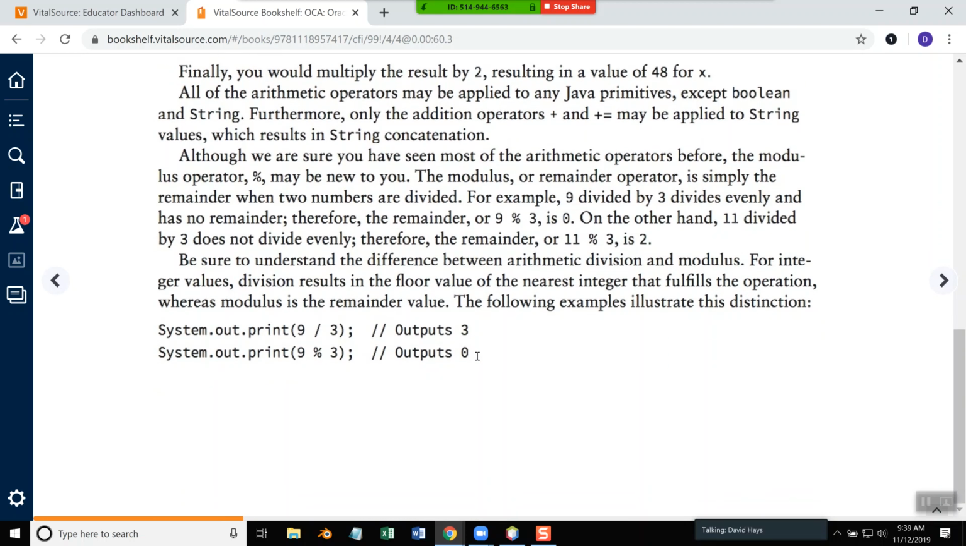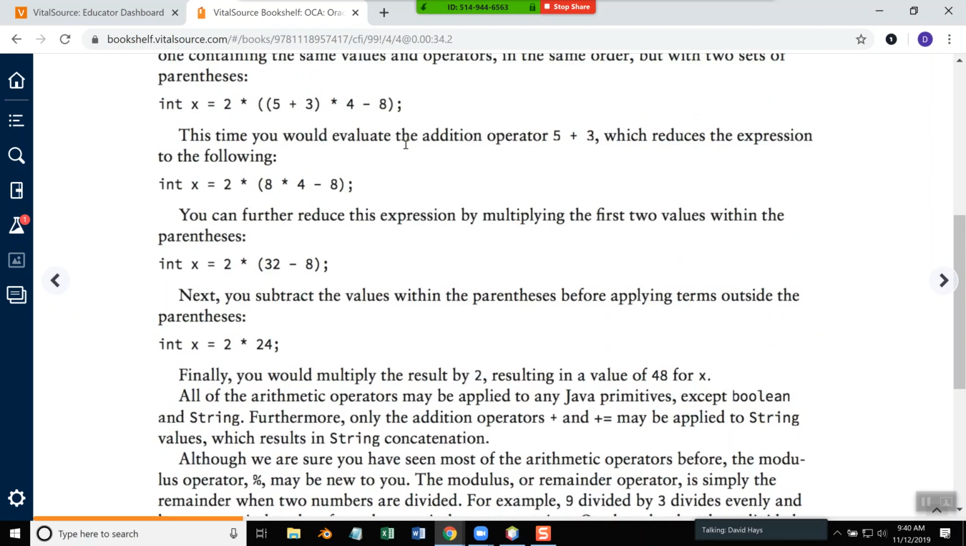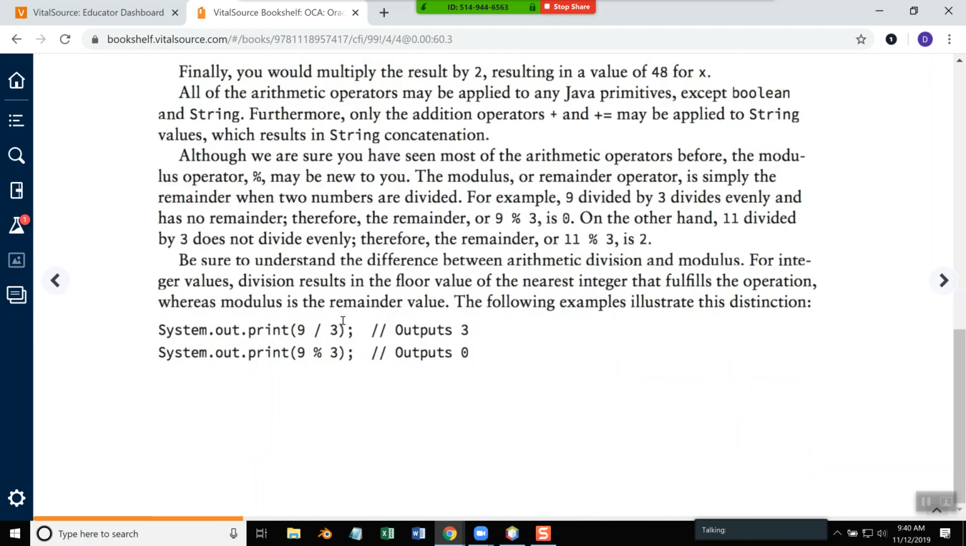From a programming point, if I really don't know which one has precedence, I just put parentheses on it. It's not worth even looking up. It's just so easy to put parentheses around what you want done first. Now here's division. 9 divided by 3 gives you 3.